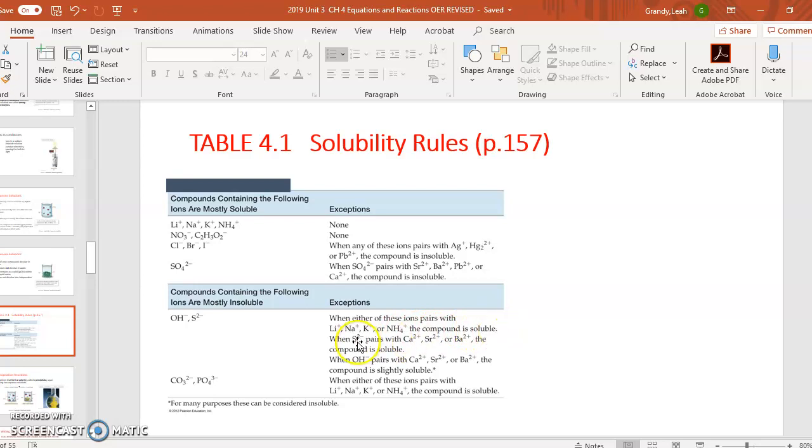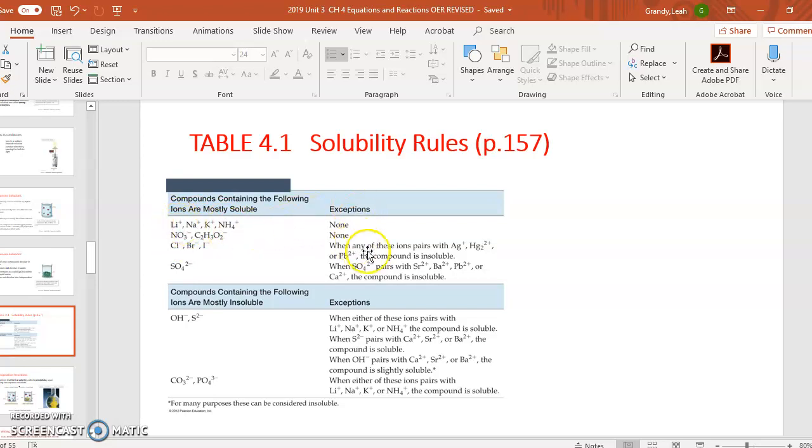But if sulfide pairs with any of these column 2 metals, the compounds will also be soluble. All right, so we're going to use this table to look at how the pairings go. And so let's see, we've got nitrate here, and these are mostly soluble, meaning like, for example, K with NO3, like these column 1s. So if we had KNO3, NaNO3, NH4NO3, LiNO3, those would be soluble.